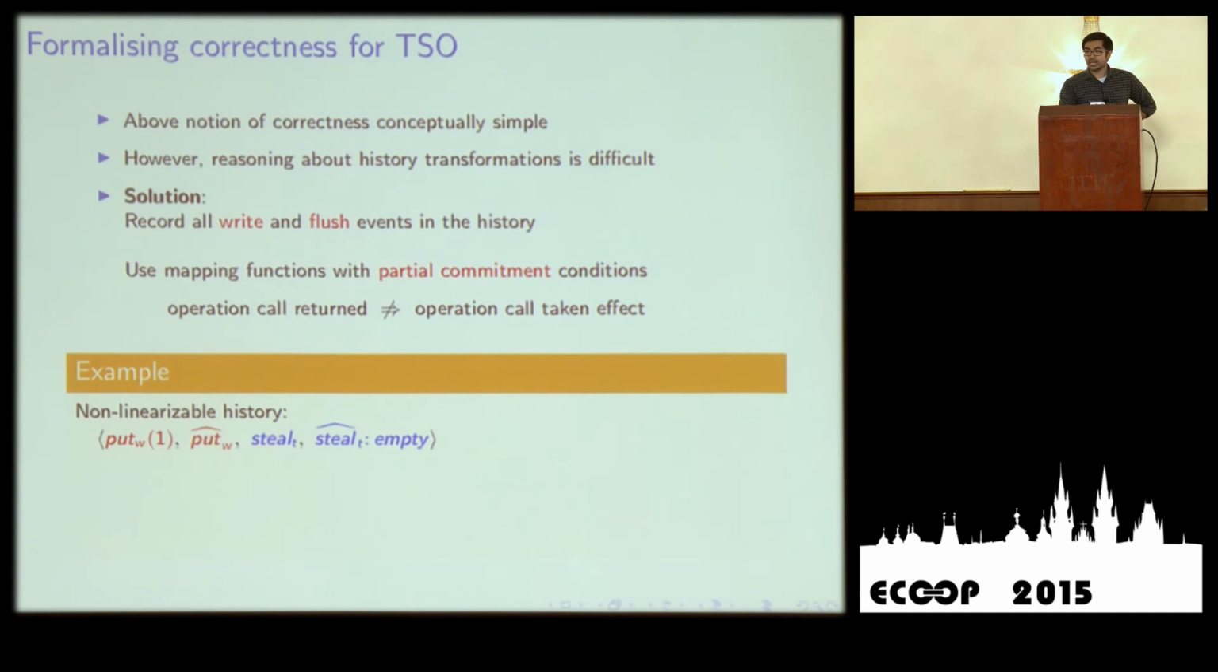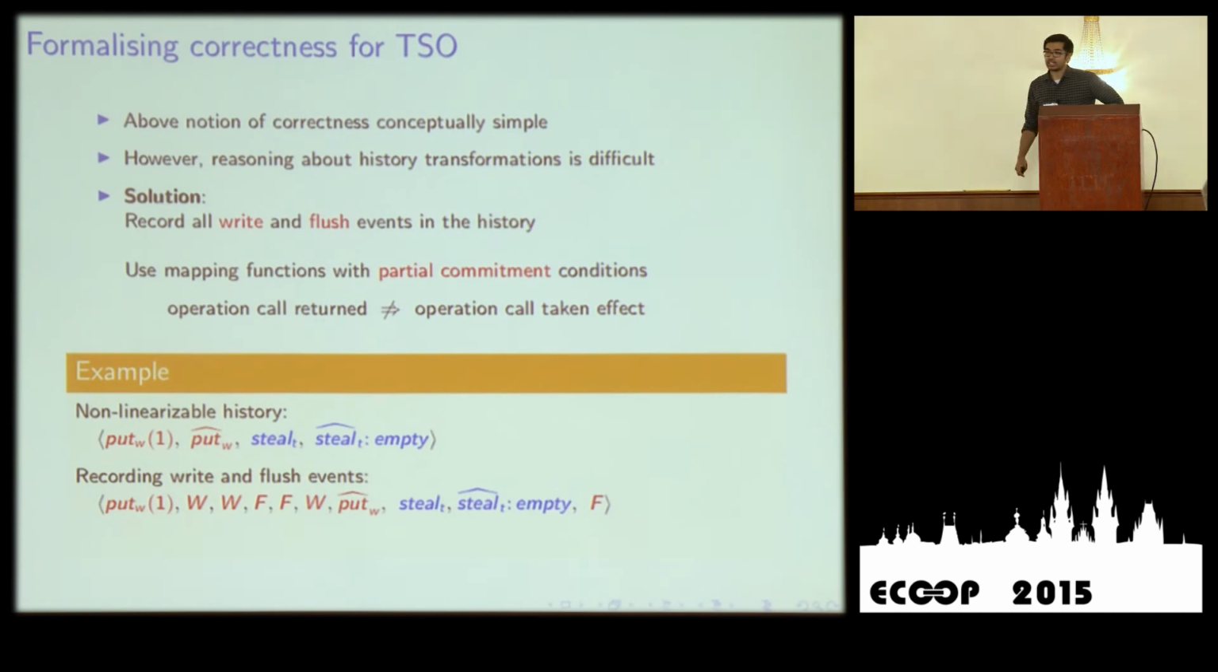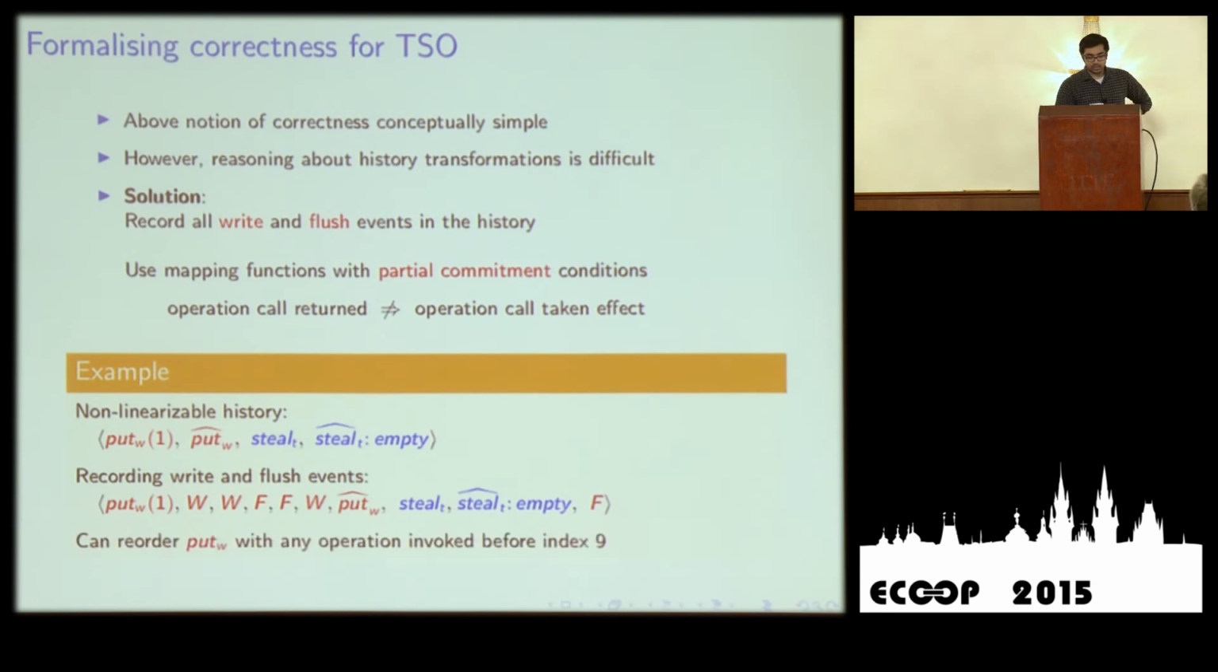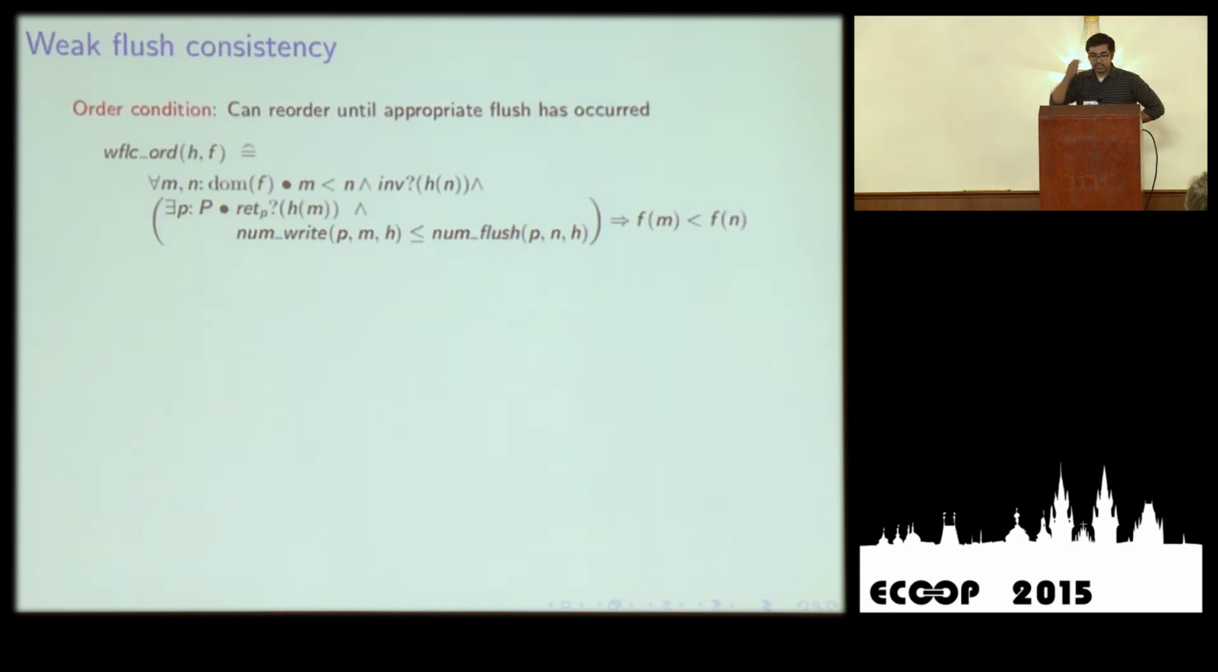Here's the same history again. Now, if we record all the writes and flushes, then we might see something like this. And it's fairly easy to see now where the corresponding flush for the corresponding write occurs. So the first flush is for the first write, second flush for the second write, and so forth, right? And then we might see the flush occurring at the end, and we'll say, well, how about this condition that allows you to reorder a put with any operation that is invoked before this index 9 being the very last flush that occurred. Okay, so then we end up with this weak ordering condition.